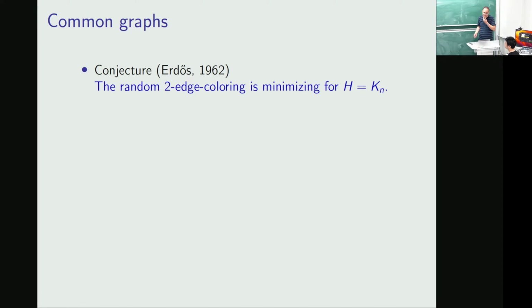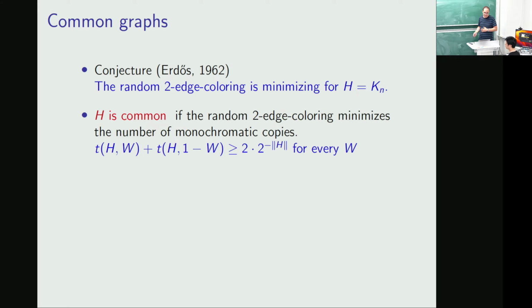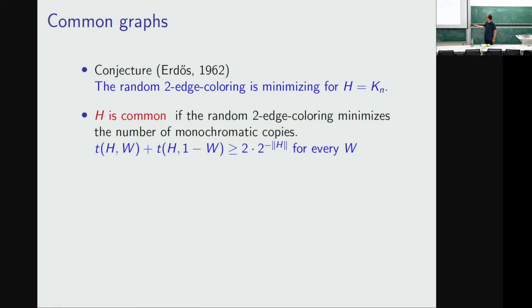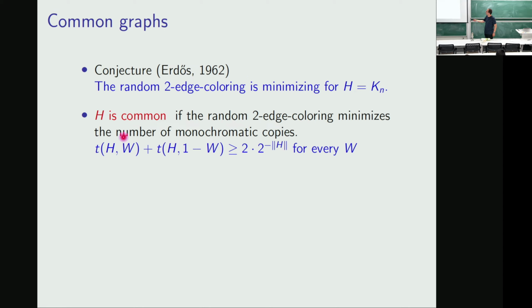The random 2-coloring is minimizing the number of monochromatic copies of a complete graph. There was a more general conjecture of Bohr and Rosta, but for that let me make a definition. I will be calling a graph common if the random 2-coloring minimizes the number of its monochromatic copies. So a graph is common if this inequality holds for every graphon W. In particular, the conjecture of Erdős says that the complete graphs are common.